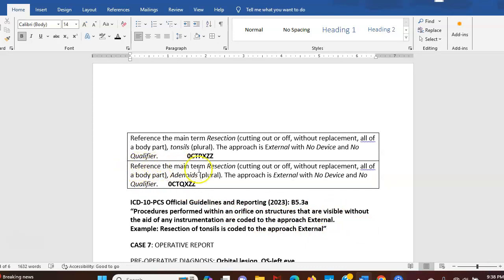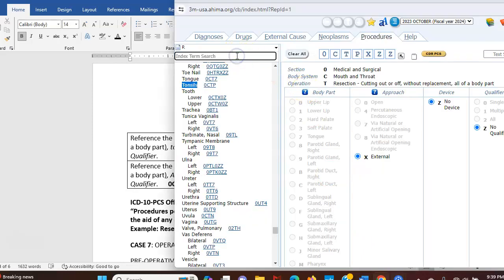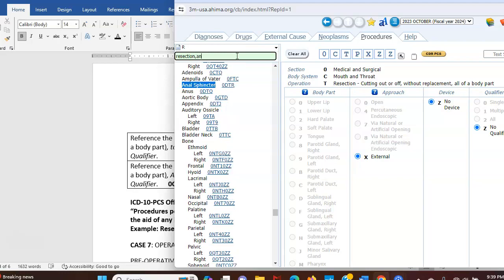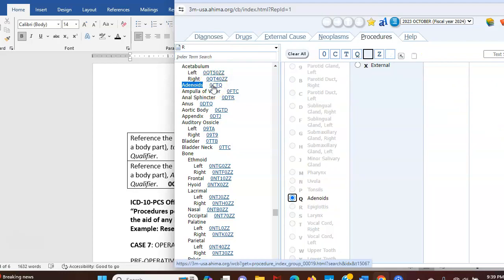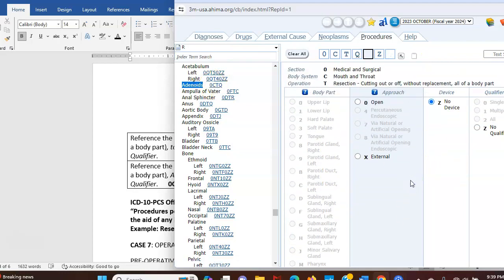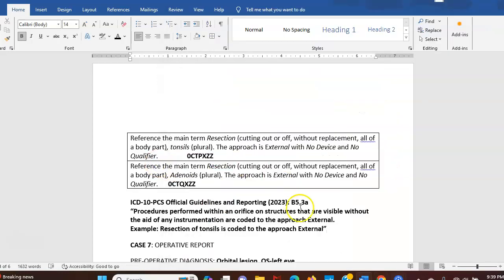And then we have the removal of the adenoids, which is also going to be resection. Adenoids is very similar to this code right here. Plural, approach is external with no device and no qualifier. So let's go ahead and look that one up. Resection, adenoids. Said they were reached through the nares. That's still going to be an external procedure. No qualifier, no device. And there's our code.